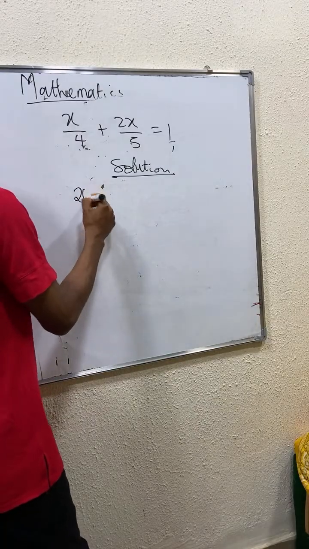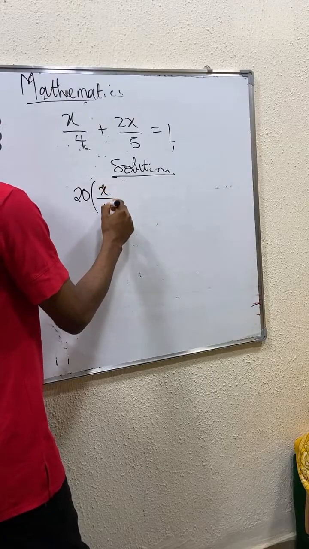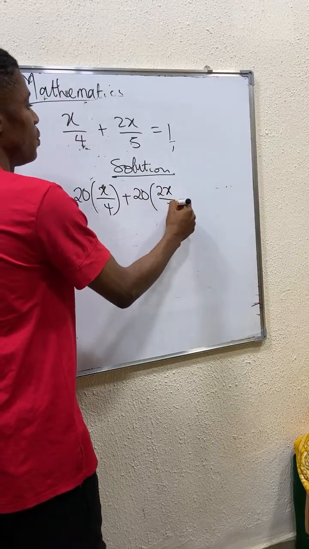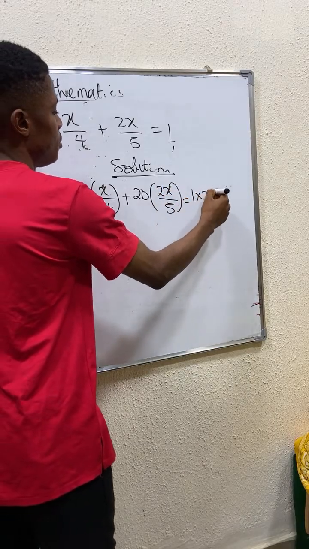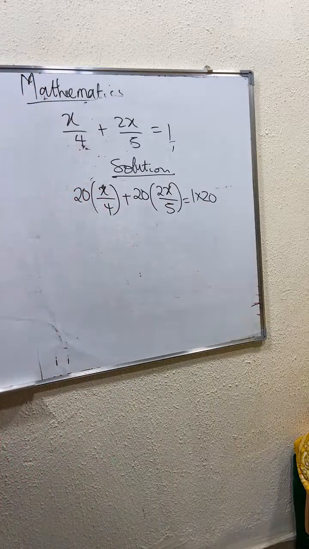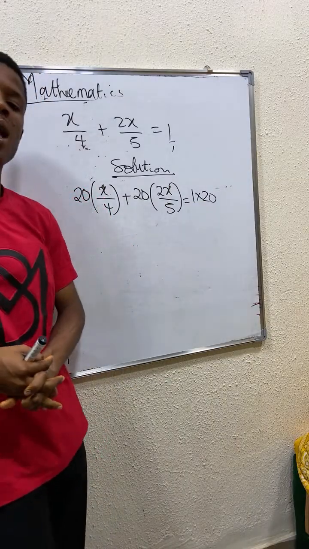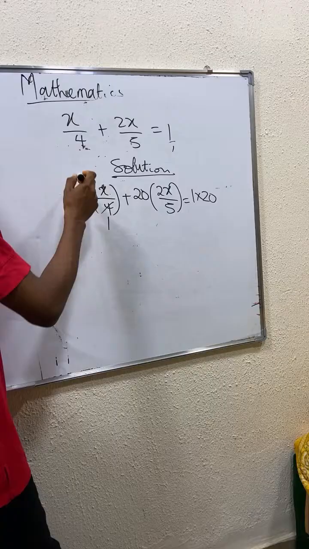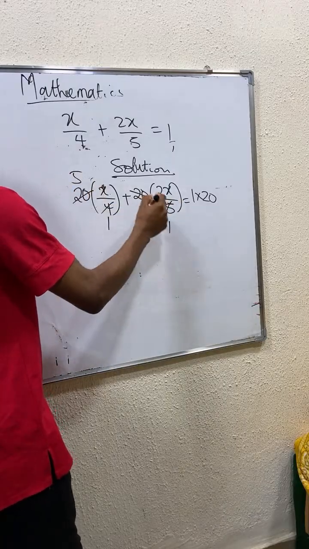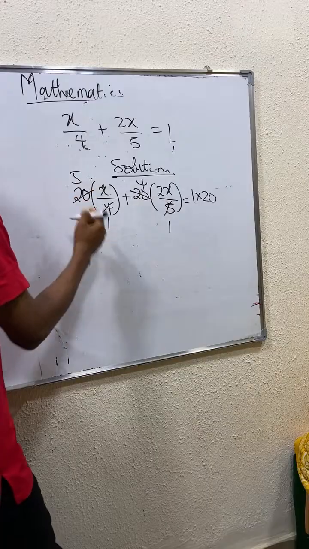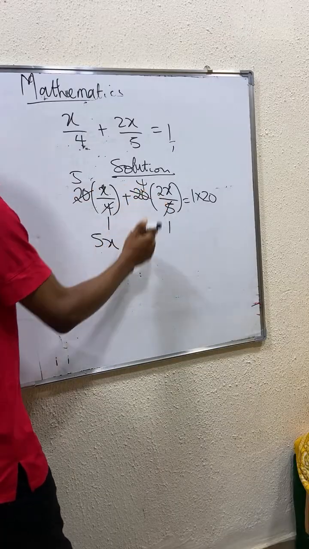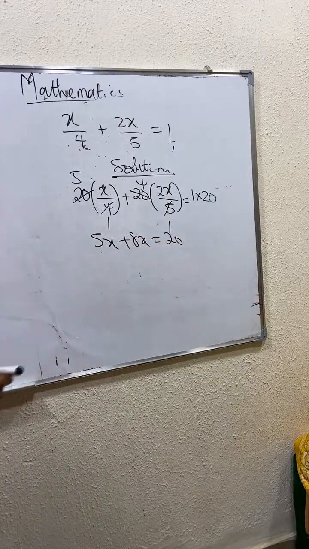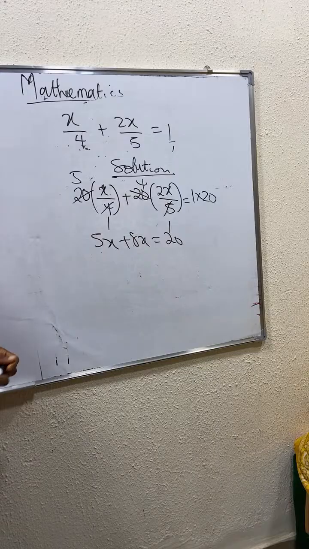So we multiply 20 to each term: x over 4, 2x over 5, and that's equal to 1 times 20. The reason for this multiplication is just to clear the fraction. So here 4 divides 20 to give 5, and 5 divides 20 to give 4. So we have 5 times x is 5x, 4 times 2x is 8x, and that's equal to 20, right?